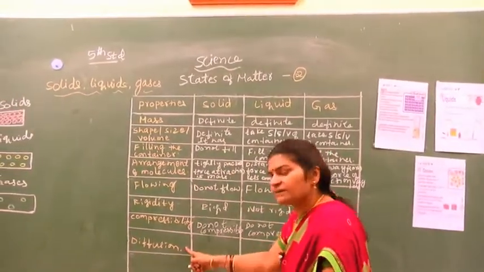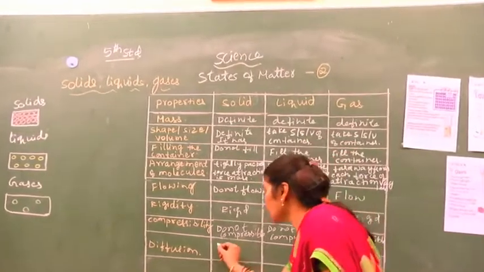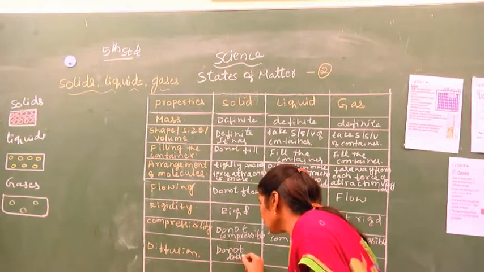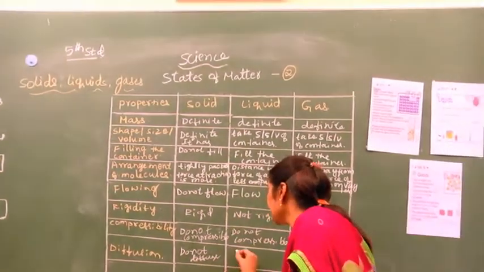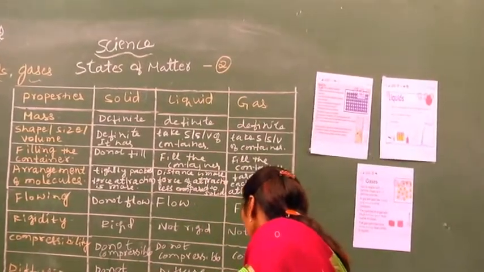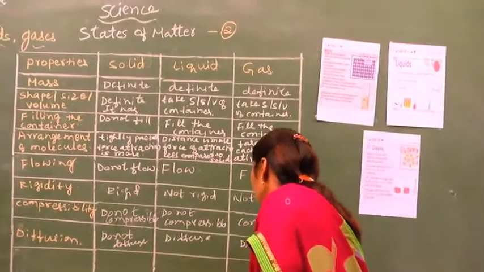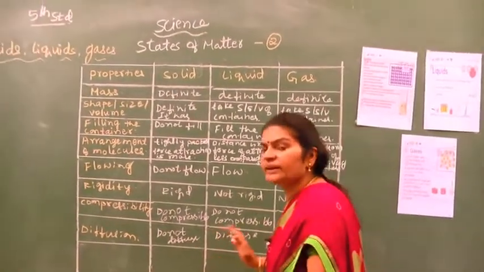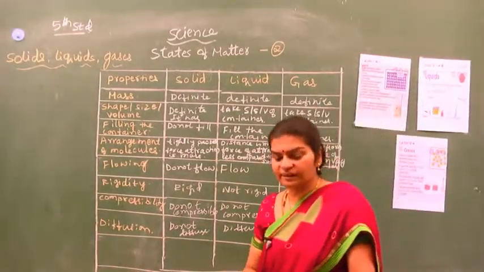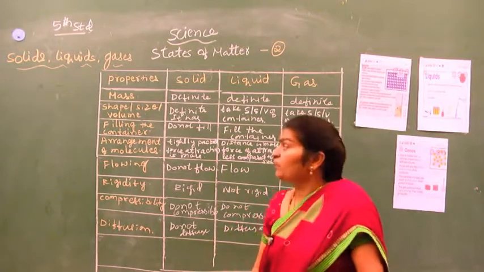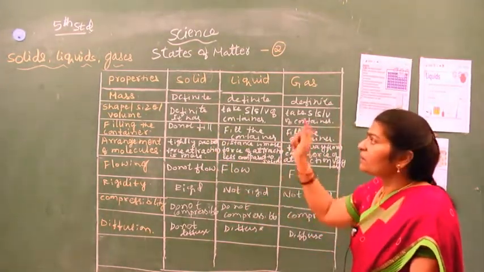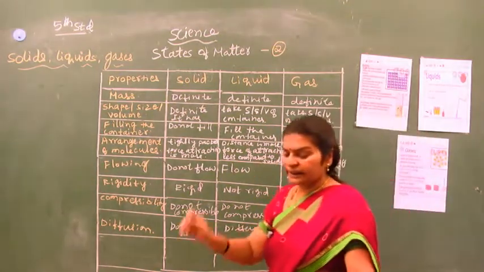So when we consider the property of diffusion, solids do not diffuse, but liquids are going to undergo diffusion. Here also, they are going to diffuse. In case of the gases, the diffusion is very fast. In that way, we have considered the difference in the properties of solids, liquids and gases.